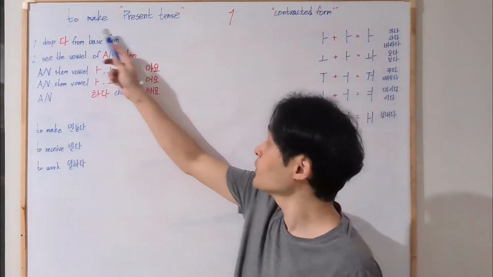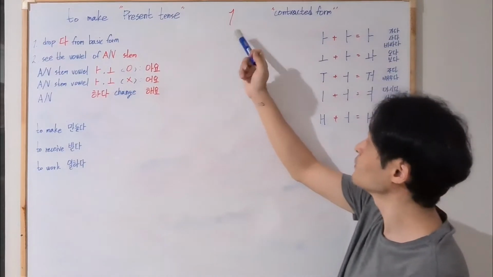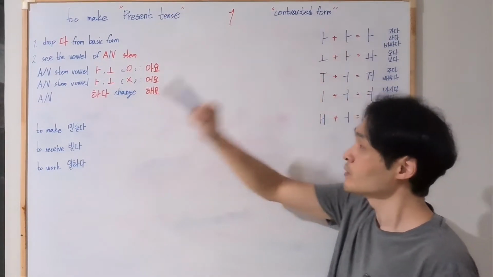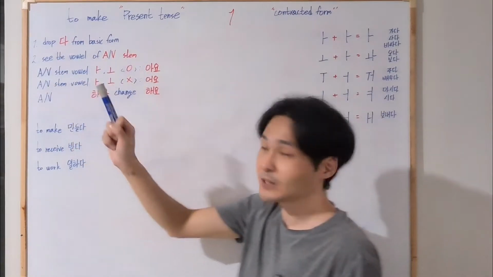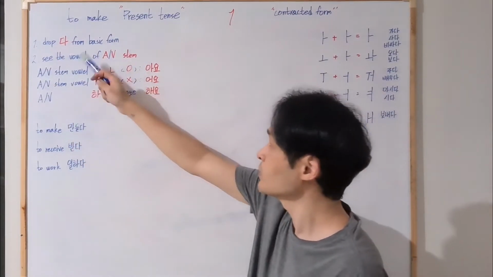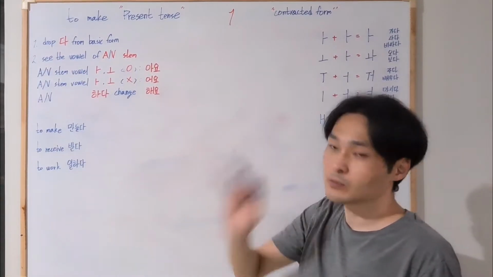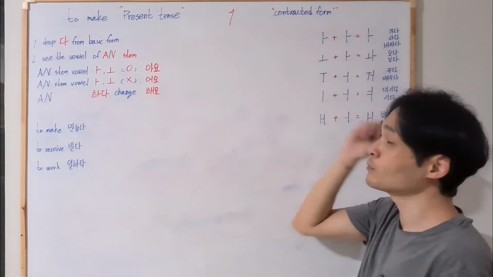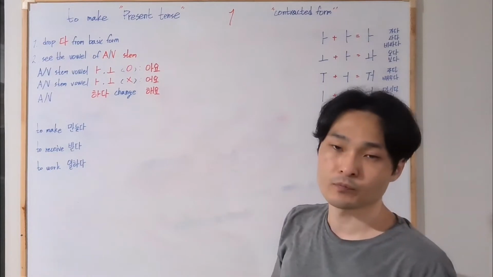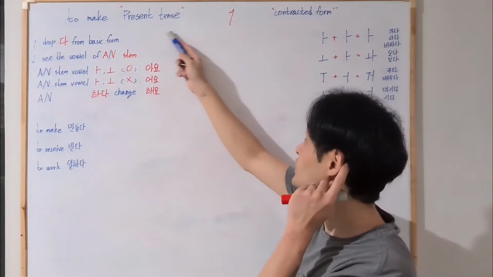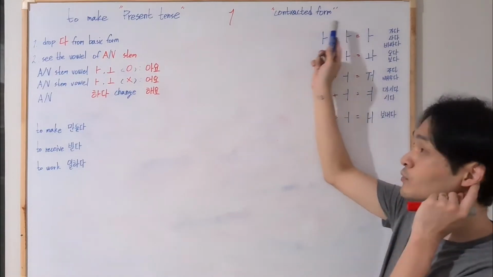So, how to make present tense? First chart, contracted form. The rules are not really difficult: drop the 다 and see the vowel. But there are many irregulars and also contracted forms, so let's take enough time to understand properly. This time we will study the first one, contracted form.